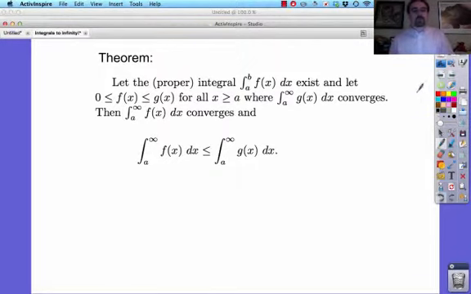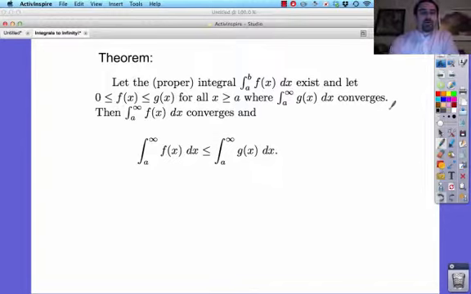Okay, last theorem. This is a very cool theorem. This is how it works. Suppose we have a proper integral, proper meaning that a and b are both finite, there are no discontinuities, and let f be between 0 and g. Okay. So f is less than g for all x greater than a. And we know that the integral from a to infinity of g of x converges. Then no matter what, the integral of f to infinity converges too.